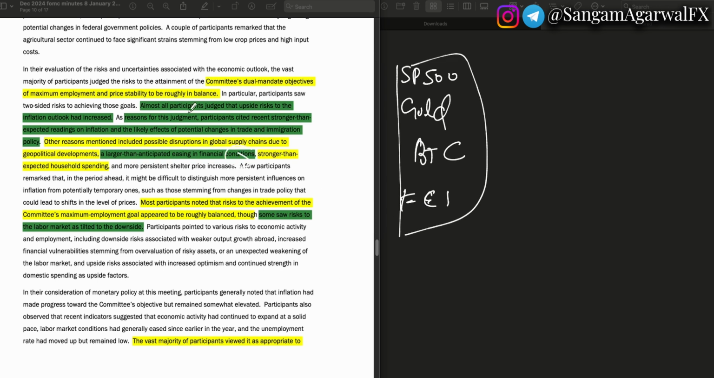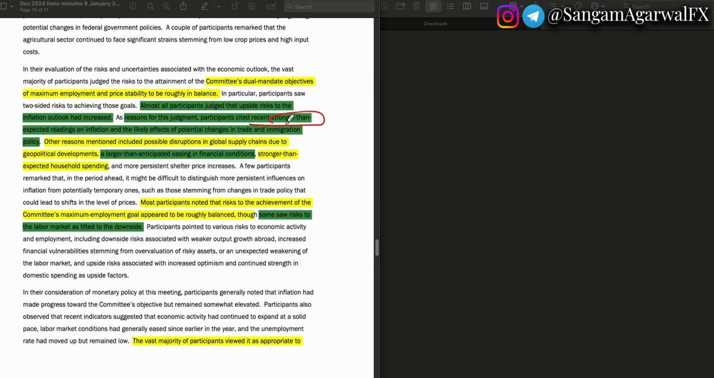You can read again, they are saying almost all participants judge upside risk to the inflation outlook has increased. Not one, but many members are saying upside risk to inflation. The reason they are giving, stronger than expected reading on inflation. This is the December FOMC meeting and more inflation numbers will come again this week, like PPI and CPI.